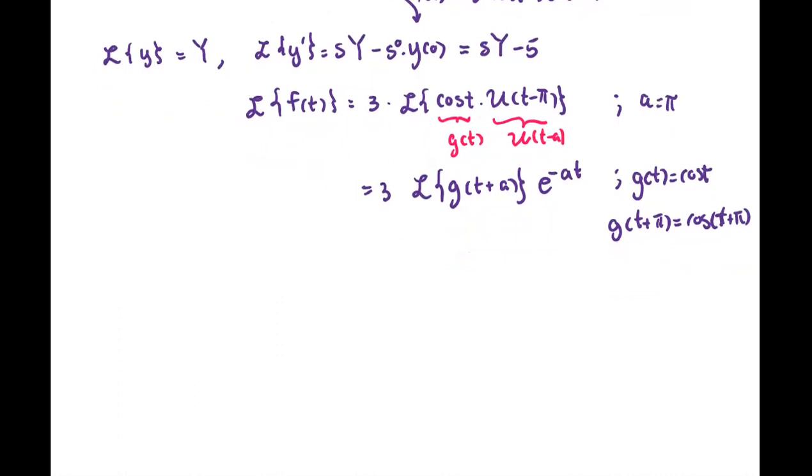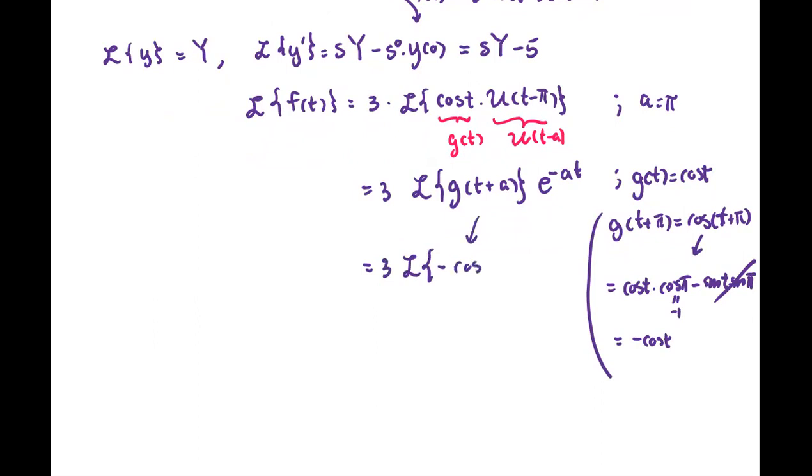With the cosine of the sum formula, the cosine of t plus pi is cosine t times cosine pi minus sine t times sine pi. The sine at pi is 0. The cosine at pi is negative 1. Therefore, the function g of t plus pi becomes negative cosine t. Then we have 3 multiplied by the Laplace transform of negative cosine t multiplied by e to the negative at. And then factor the negative 1 out, or treat negative 1 as a coefficient. It comes out together with the number 3. It becomes negative 3 multiplied by the Laplace transform of the cosine t multiplied by e to the negative at.